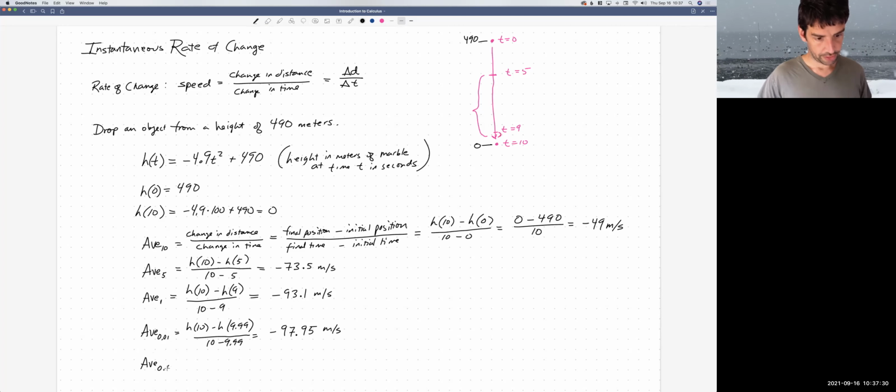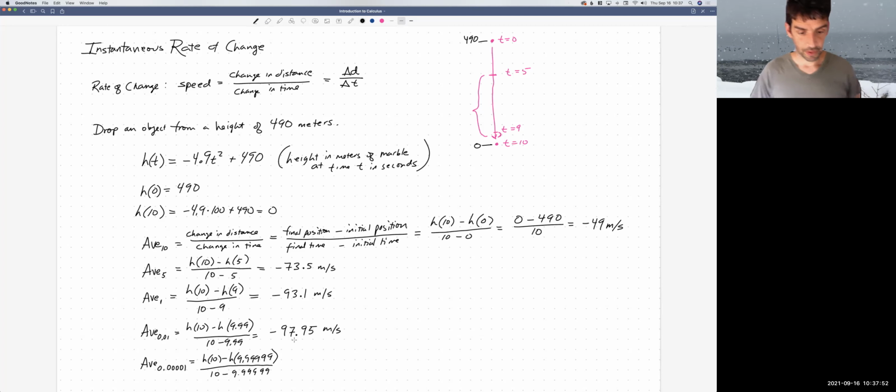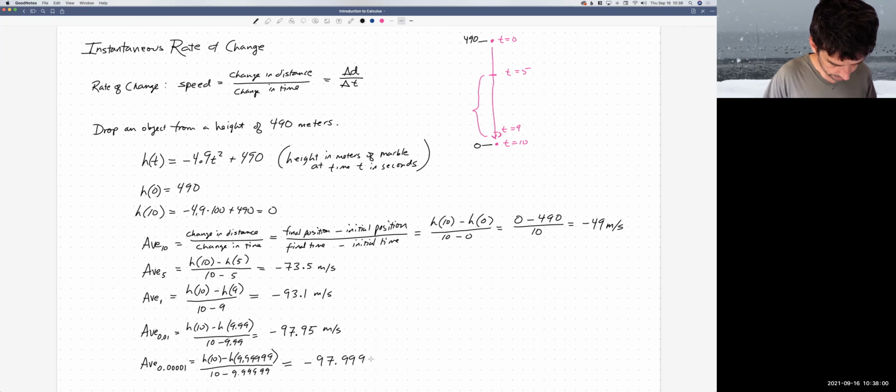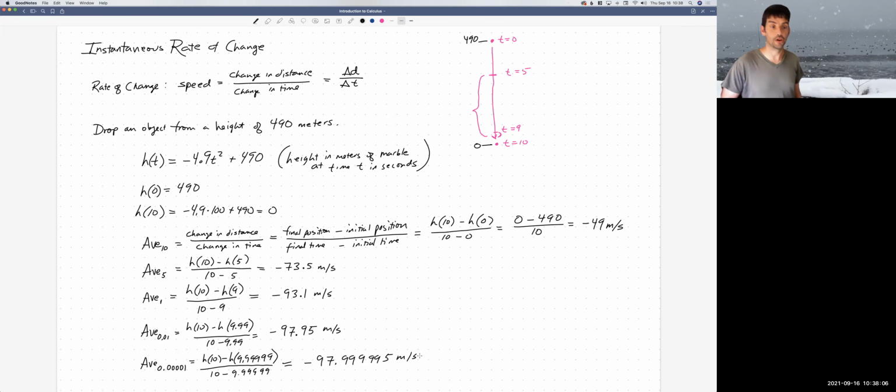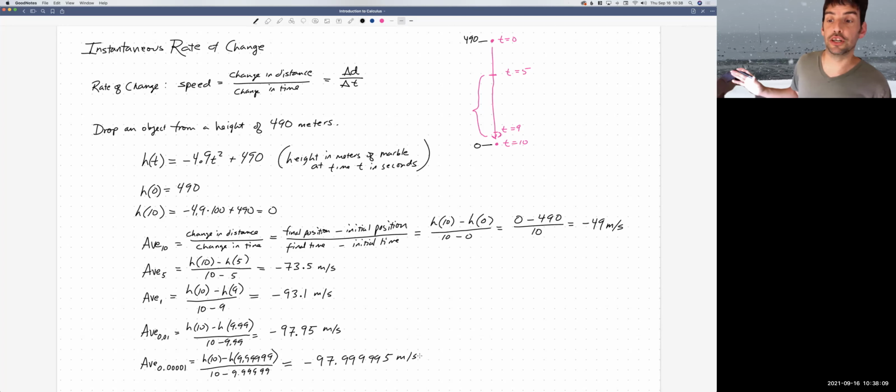I have tenths, hundredths, thousandths, 10 thousandths, 1/100,000th of a second. I think I got enough nines there. I'm having trouble counting on the screen, and we've got 10 minus 9.99999. And when we do this, we get negative 97.99995 meters per second. Okay, so this is a pretty good estimate, right?